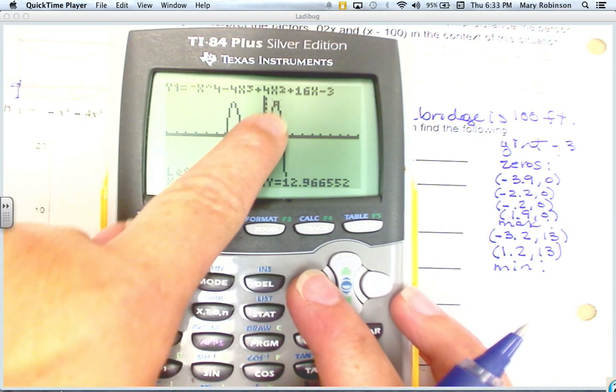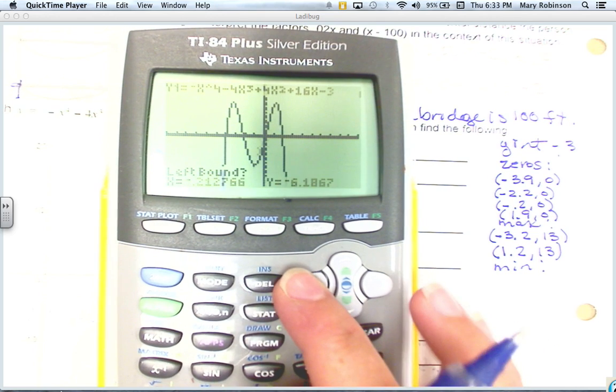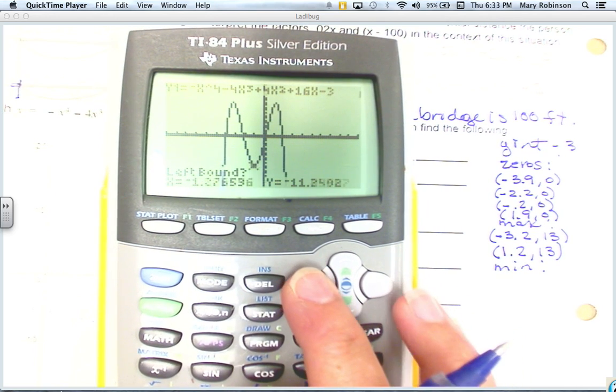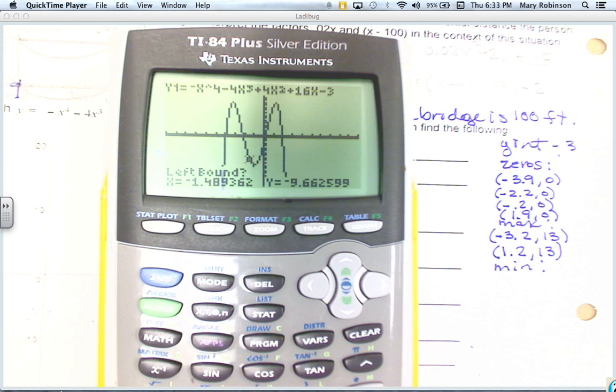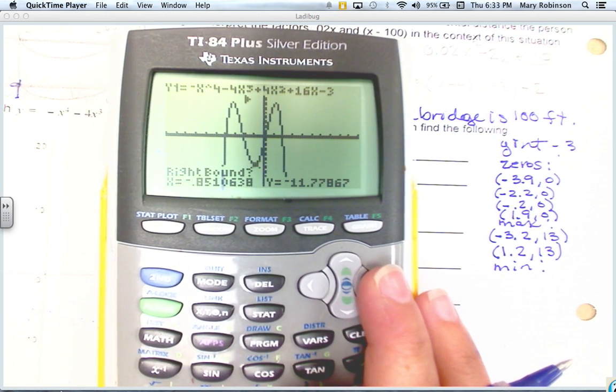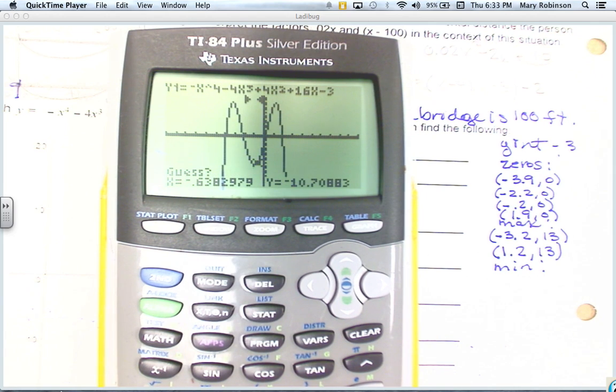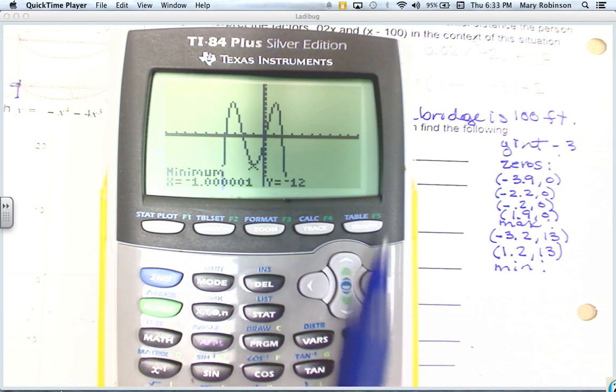But we want to find our cursor. It's where we left it. So now we want to arrow left. This is our minimum point. We're going to do the similar process. Arrow left, hit enter to mark the left bound. Arrow right to hit the right bound. And hit enter one more time. And we get the point -1, -12.